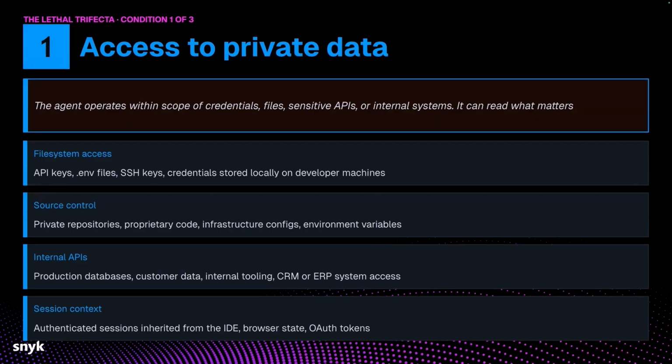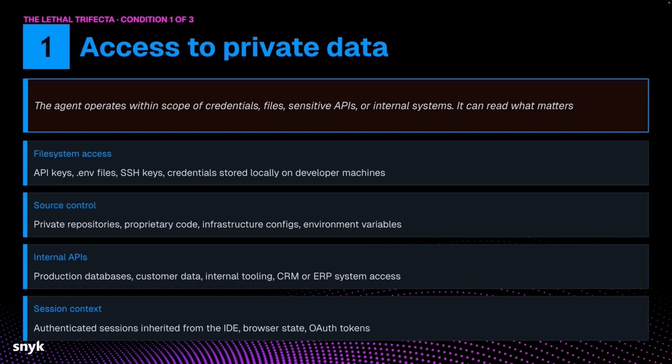So the first one is access to private data. That's the good target for malicious actors. So here we have the AI agents. The agents would operate within the scope of credentials, the files, sensitive APIs, internal systems. And this, if you think about it, all of this lives within the local machine of your developers, because they need to have all of these credentials to actually do all of the orchestration and to program.